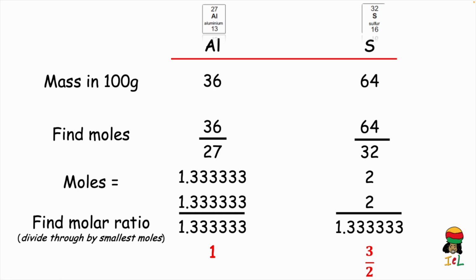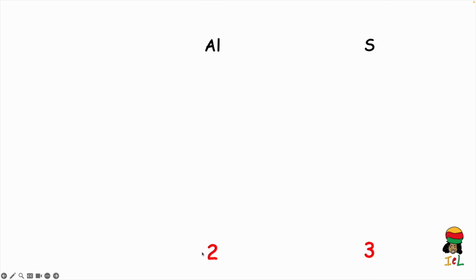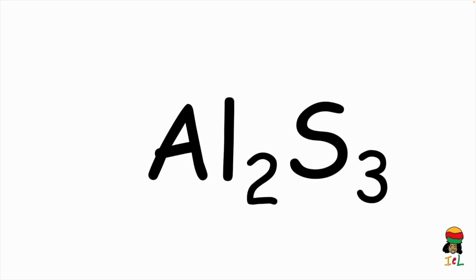However, what is done to one ratio value must be done to the other ratio values as well. So each ratio value will be multiplied by 2. So aluminium becomes 1 times 2, which equals 2. And sulfur, 3/2 times 2. The 2's cancel each other, leaving us with 3. The molar ratio becomes 2 aluminium atoms to 3 sulfur atoms. Therefore, the empirical formula for a compound containing aluminium and sulfur becomes Al2S3.